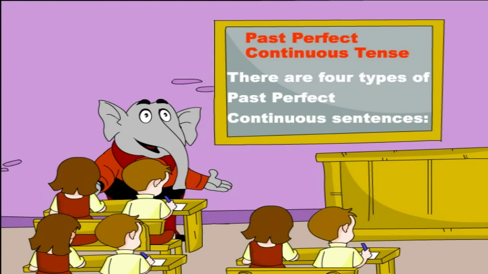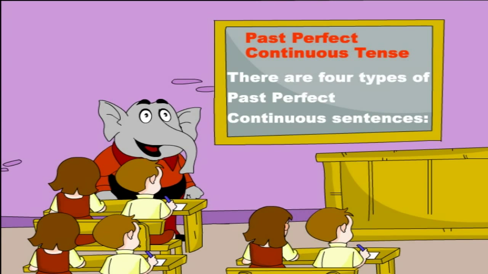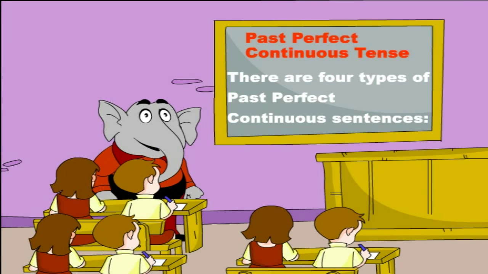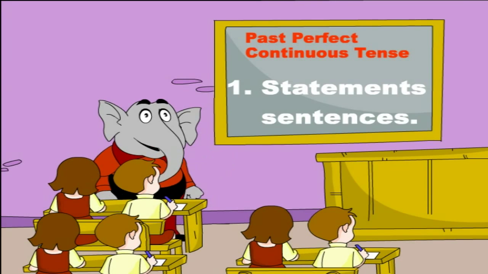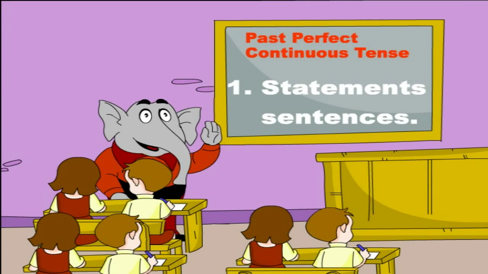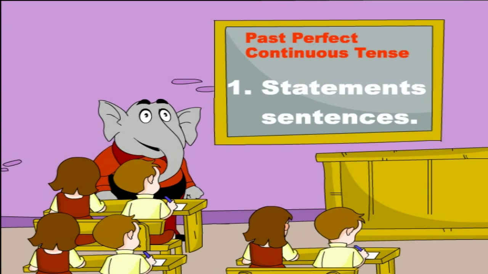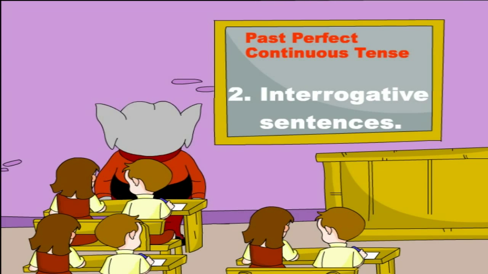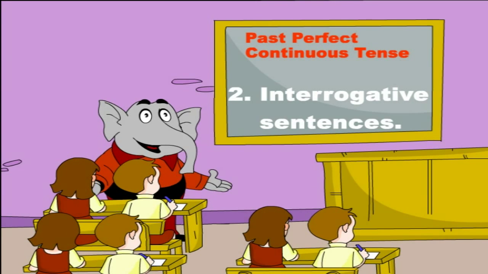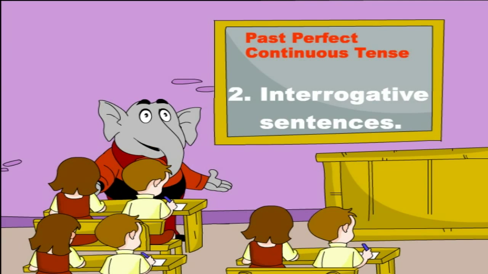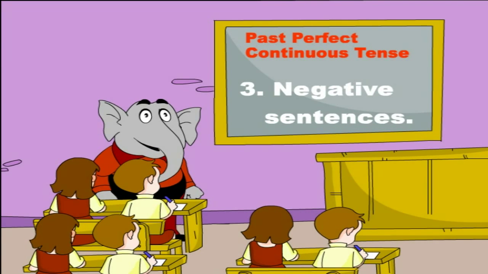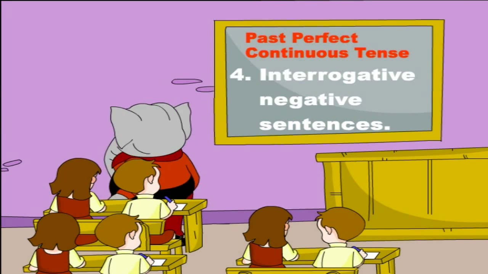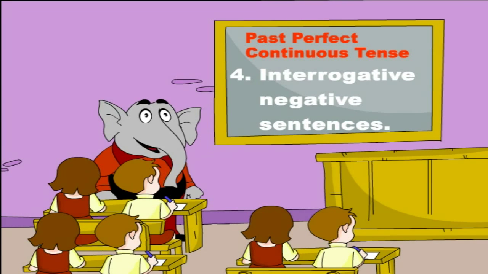There are 4 types of past perfect continuous sentences. 1. Statement sentences. 2. Interrogative sentences. 3. Negative sentences. 4. Interrogative negative sentences.